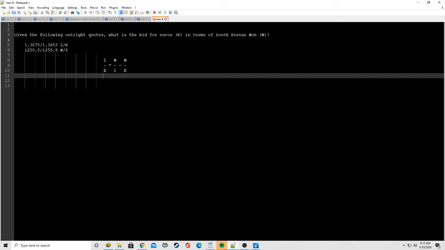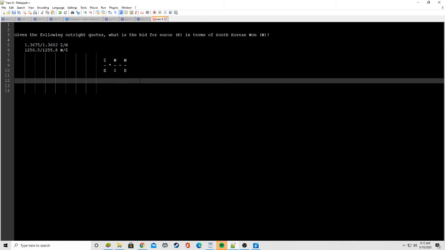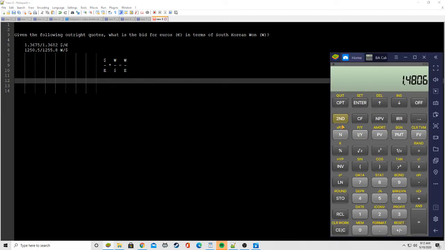So how to do the math behind it? Let's bring up the calculator, clear this out. We would take the bid price and multiply it by the other bid price. So that would be 1.3675 times 1250.5. I was getting confused, but we gotta remember that this is in terms of South Korean won, so the number might be misleading, but it is correct.